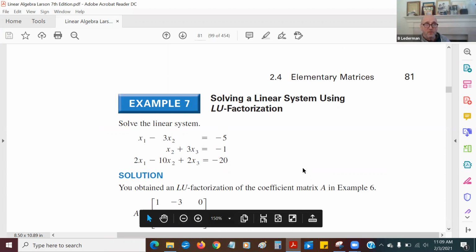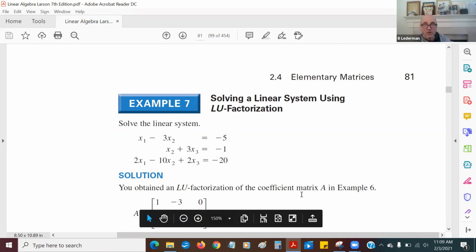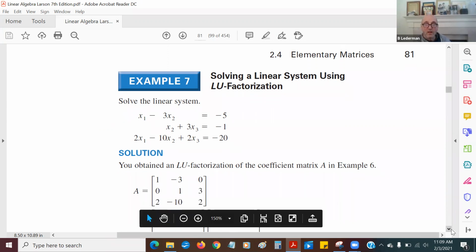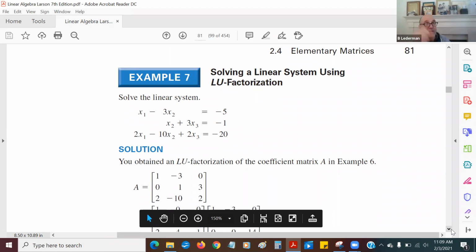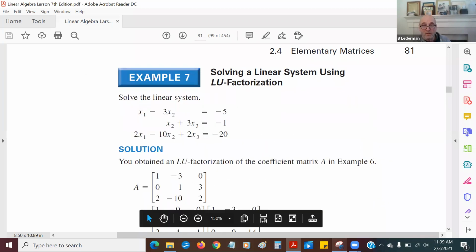So here we have a system of equations. x1 minus 3x2 equals -5. x1 plus 3x3 equals -1. 2x1 minus 10x2 plus 2x3 equals -20. Now, if you notice, the coefficients here are the good old A matrix that we've been dealing with this whole time: 1, -3, 0, 0, 1, 3, 2, -10, 2. See, there was a madness to our method.